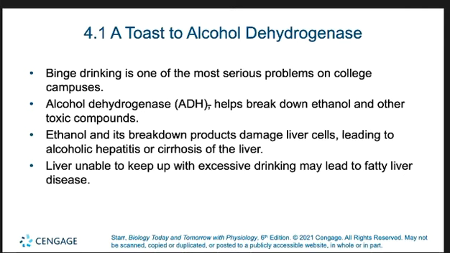Okay, so let me draw that real quick here. Okay, so it's a breakdown product. This is formaldehyde, right? Those are two H's, and that's a double bond O. That's formaldehyde. And what's produced when we break down alcohol is something called acetaldehyde, which looks like this.